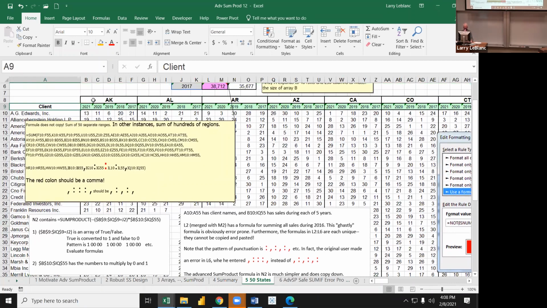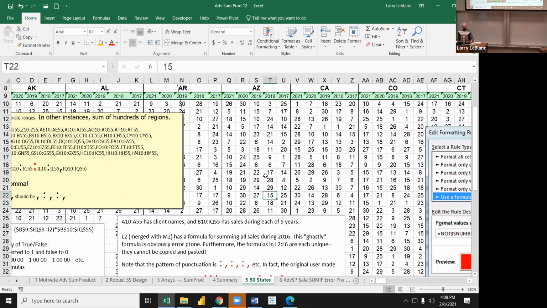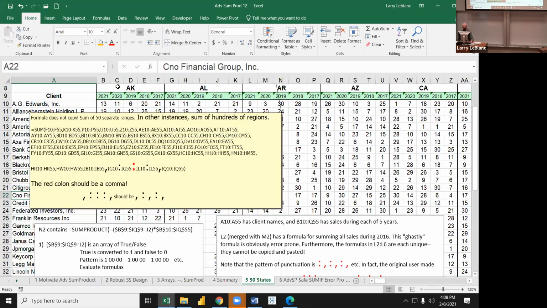I have 50 states: Alaska, Alabama, Arkansas, Arizona, California, Colorado. You don't have to be good at American geography. If you're a visitor from China, you will not be at a disadvantage because you don't know that this is Alaska and this is Arkansas and this is Alabama. Don't worry about that. For each state, I have 5 columns.